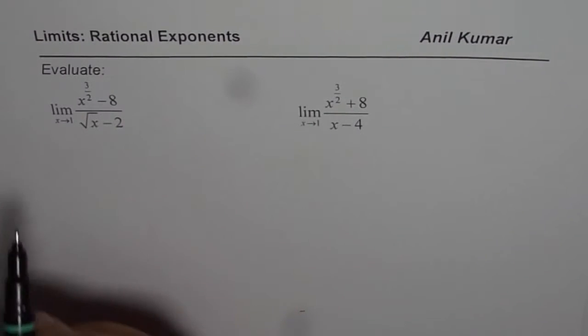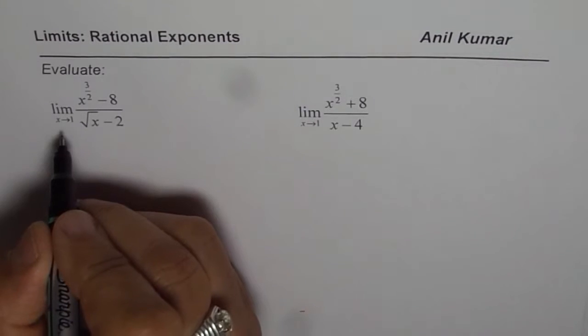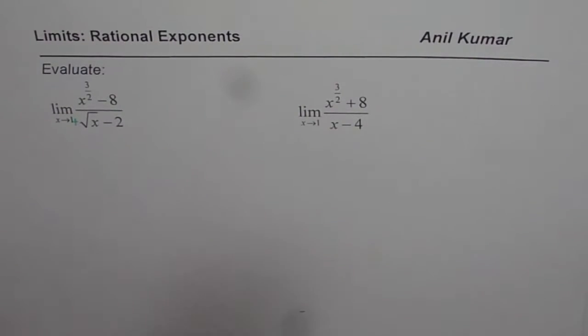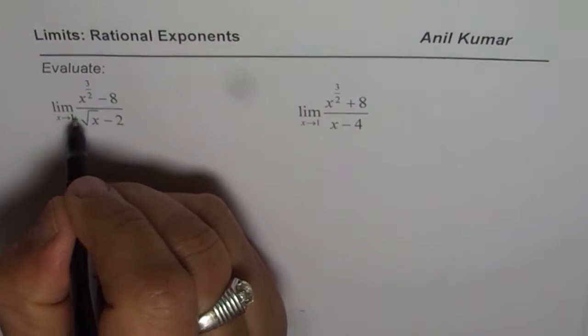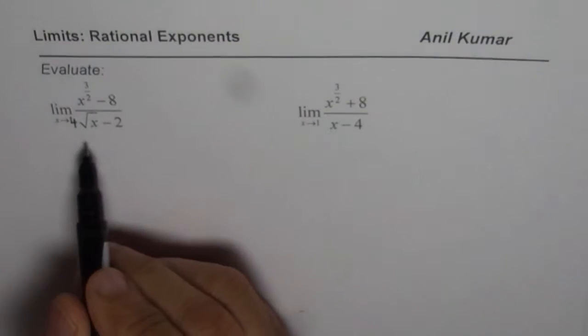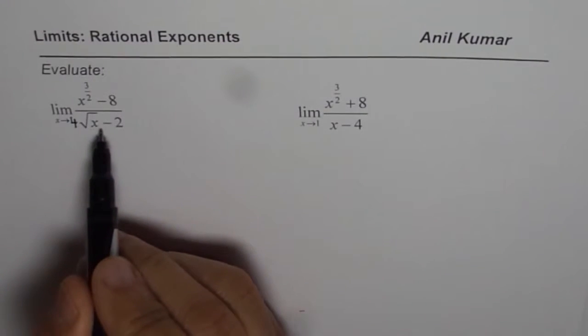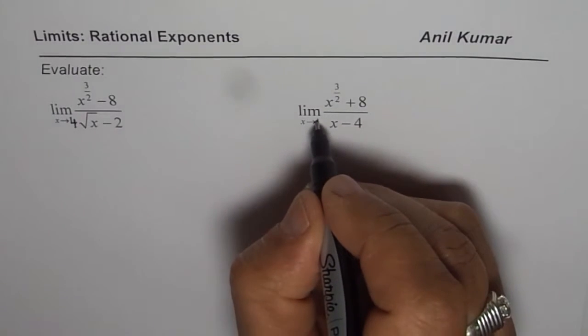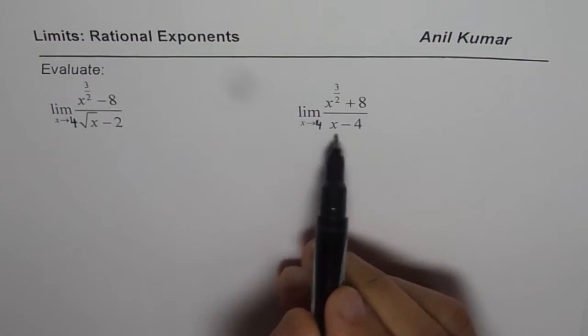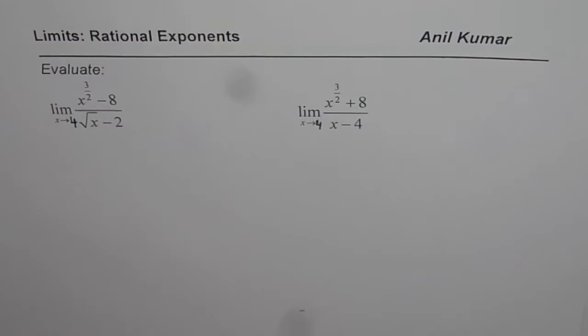Evaluate the limit when x approaches 4. So here is a typing error. Let me just correct it. When x approaches 4, for x to the power of 3 over 2 minus 8, divided by square root of x minus 2. Here also it should be x approaching 4, x to the power of 3 over 2 plus 8 divided by x minus 4. Now let us substitute 4 and see what we get.